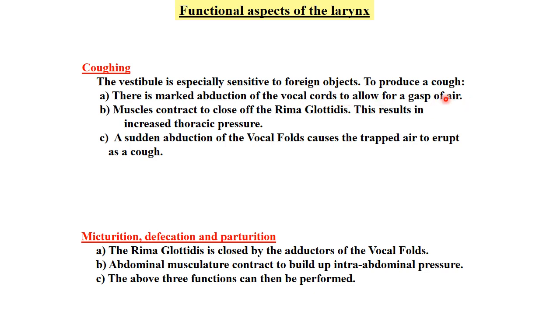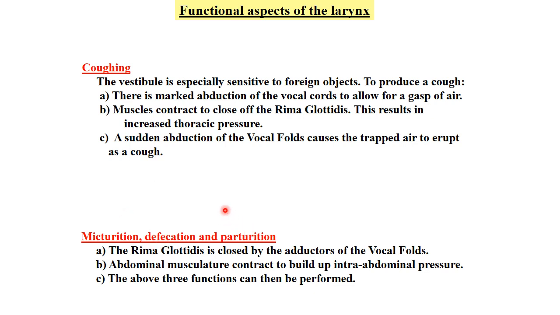Basically, we're going to swallow a large gasp of air. Then the muscles are going to contract to close off the rima glottis. We're going to use our adductors to close the rima glottis, and then we're going to increase thoracic pressure. Then there's a sudden abduction of the vocal folds, and that's going to allow that trapped air to erupt as a cough. So that's basically what coughing is.